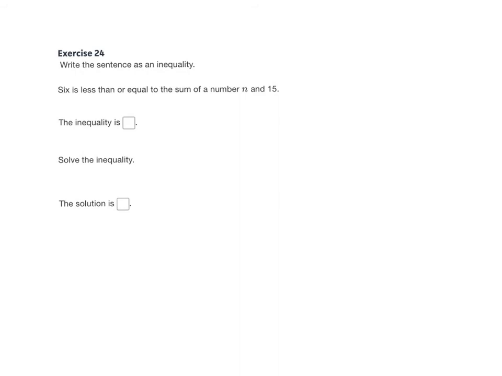24. Write the sentence as an inequality. 6 is less than or equal to the sum of n, sum means addition, and 15. There is our inequality. To solve it, to get n by itself, I'm going to do the inverse of adding 15. I'm going to minus 15 from both sides.